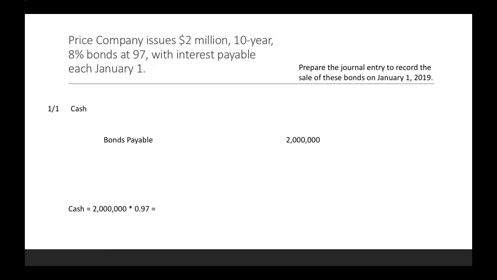Since we issued these bonds at 97, again that's 97% of face value. So we take our face value, our $2 million, multiply it by 0.97, our 97%, and we see that we got $1,940,000 in cash. So our debits and credits don't equal here. Why not? Well, we need this extra 60 over on the debit side, and that's going to be the discount on bonds payable, because we are issuing these bonds at a discount.